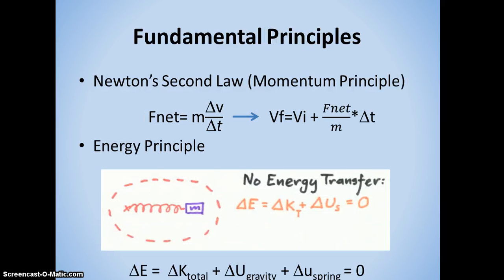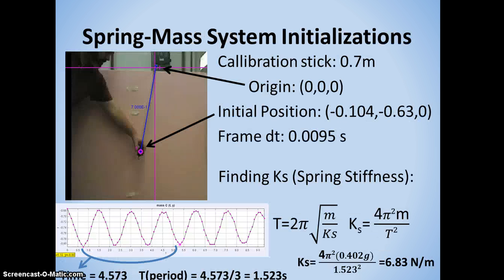Fundamental principles in this lab were Newton's second law, which is also called the momentum principle, F net equals m times delta v over delta t, where m is mass, and our energy principle. If our spring and our mass are our system, then there is no energy transfer, so delta E should be 0. And delta E is our change in kinetic energy, plus our change in potential energy of gravity, plus our change in potential energy of our spring, and they're all 0.